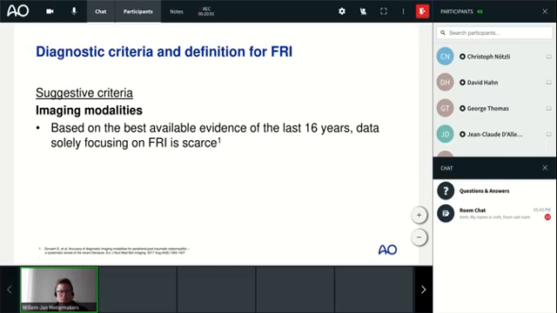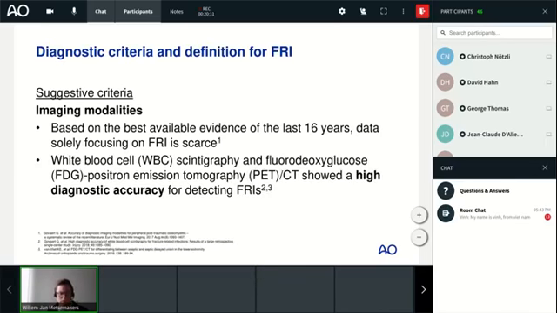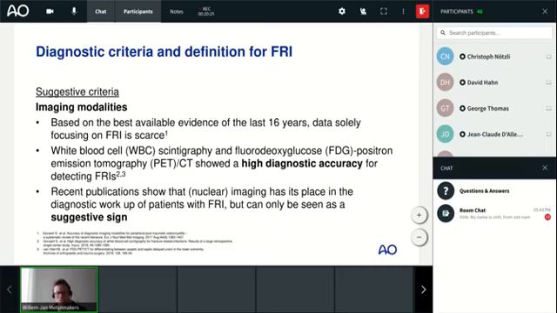based on the best available evidence of the last 2 decades, data solely focusing on standard X-ray, CT, MRI is actually relatively scarce. When we look at nuclear imaging, more and more data is being published, and we see that white blood cell scintigraphy and FDG PET actually have a high diagnostic accuracy for detecting FRIs. And therefore, focusing on these recent publications, also in the consensus definition, nuclear imaging, including also FDG PET and white blood cell scintigraphy, have been included as a suggestive sign for fracture-related infection.